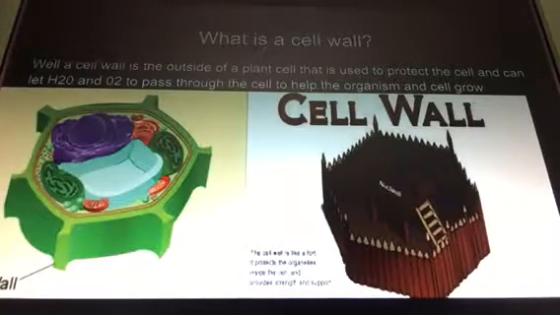What is a cell wall? Well, a cell wall is the outside of a plant cell that is used to protect the cell and can let H2O, which is water, and O2 pass through the cell to help the organism and cell grow. This is a cell wall in a literal cell, and then this is just an analogy.